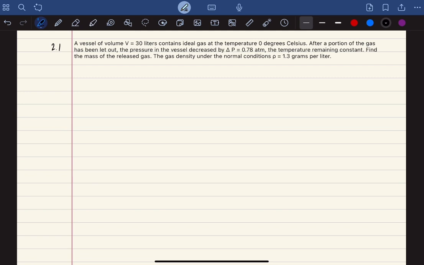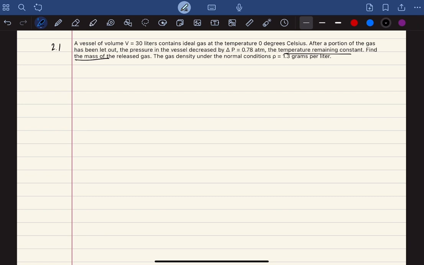A vessel of volume V equals 30 liters contains an ideal gas at the temperature 0 degrees C. After a portion of the gas has been let out, the pressure in the vessel decreased by delta P equals 0.78 atm, the temperature remaining constant. Find the mass of the released gas. Then we have the gas density under the normal conditions.